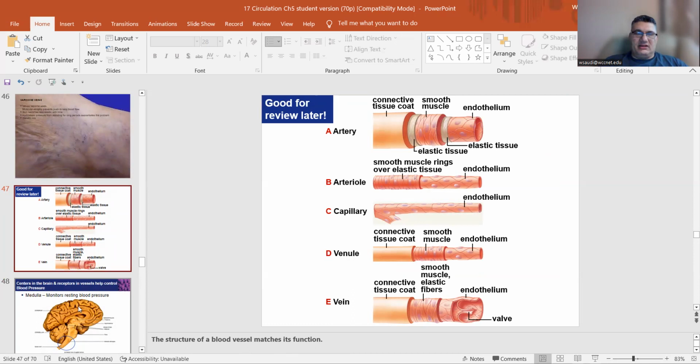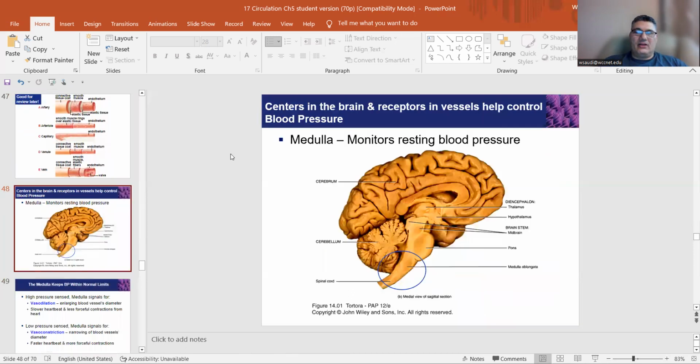Otherwise, here it is, same thing. What's controlling our blood pressure? There is a center in the brain that's controlling the blood pressure. If it goes up, it will bring it down. If it goes down, it will bring it up. Which part of the brain specifically? Something called the medulla.